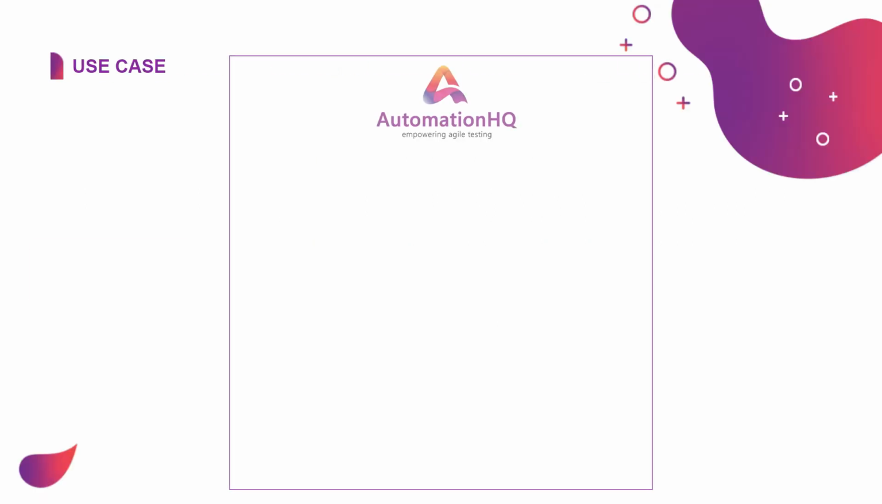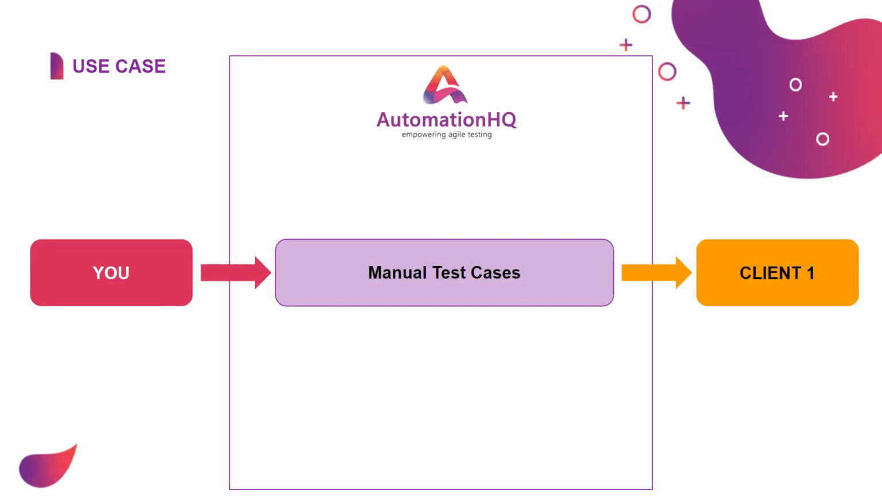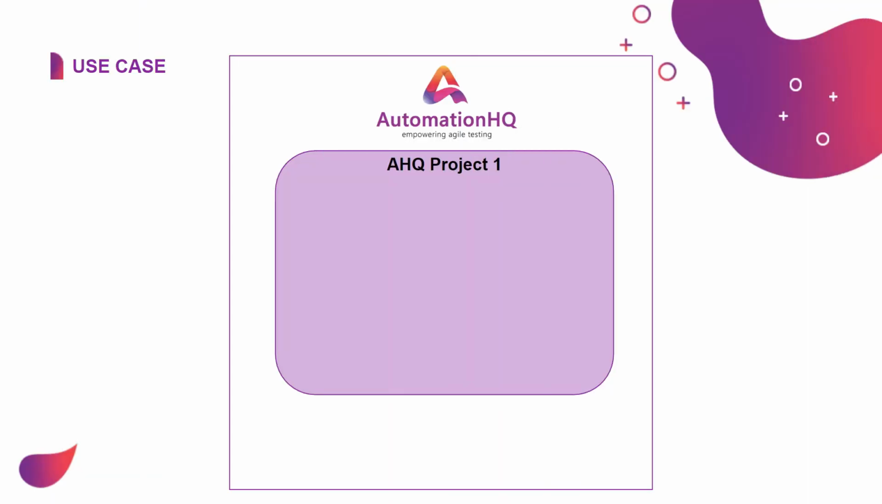Now, let's look at this scenario. Let's say your client provided you with manual test cases to perform manual testing, then give the test results back to your client. Now this is how Automation HQ can help.